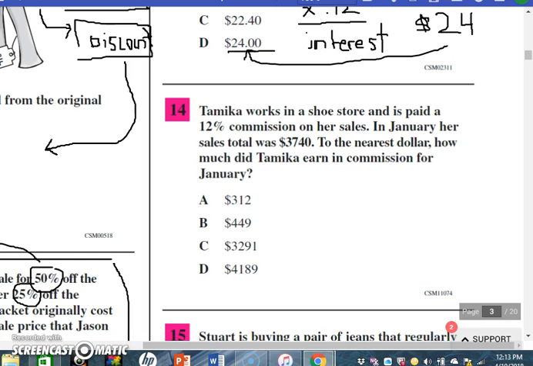Excuse me. Question number 14. Tamika works in a shoe store and is paid a 12% commission on her sales. In January, her sales totals were $3,740 to the nearest dollar. How much did Tamika earn in commission for January?